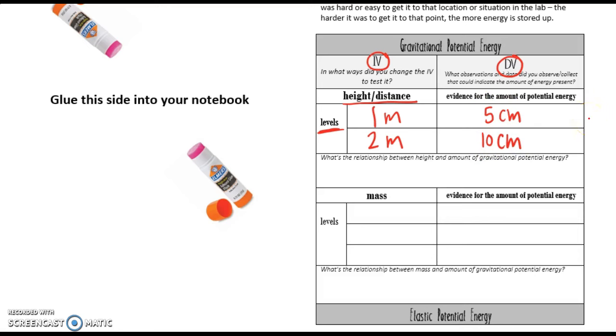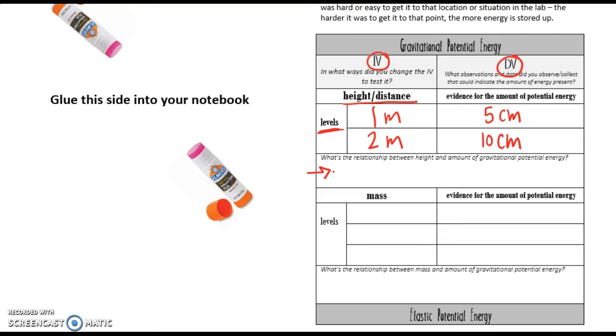Now, each station is going to look a little different, but it's a way for you to practice working with the IV and the dV. When you're finished with each little station, it asks you some sort of question down here. This one is, what's the relationship between height and the amount of gravitational potential energy? So sort of a summarization.